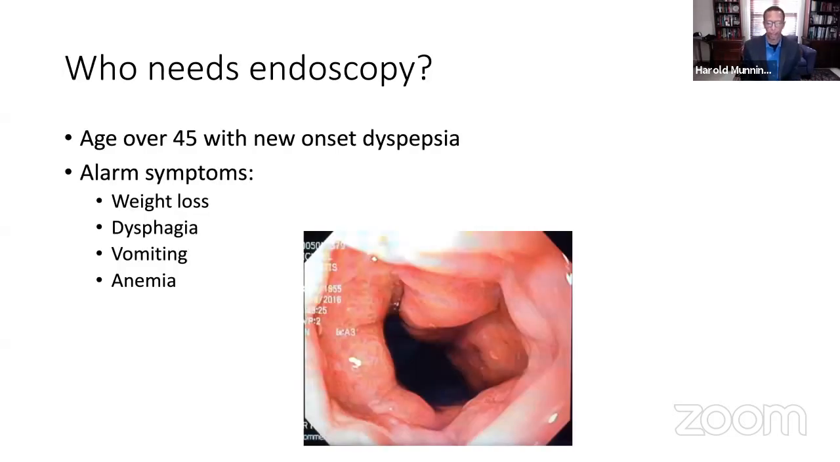So who needs endoscopy? Does everyone need endoscopy? We recommend if your patient is 45 or over and their dyspepsia is new, then they should have endoscopy. And of course, the presence of alarm symptoms, someone with weight loss, someone with dysphagia, patient with vomiting, someone who has anemia, they should have upper endoscopy, regardless of age.